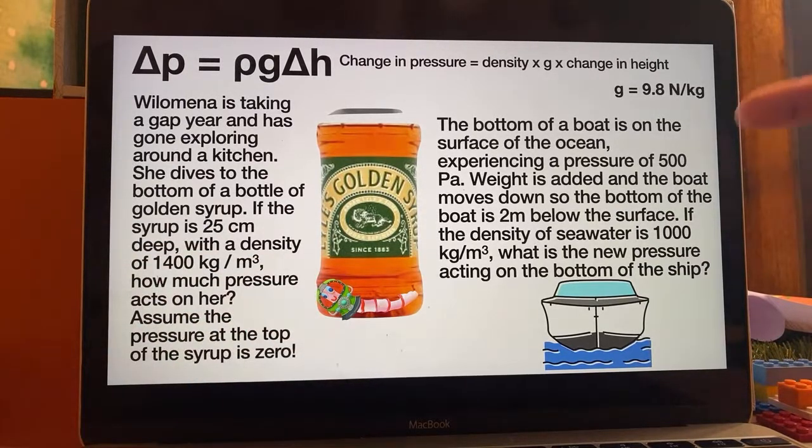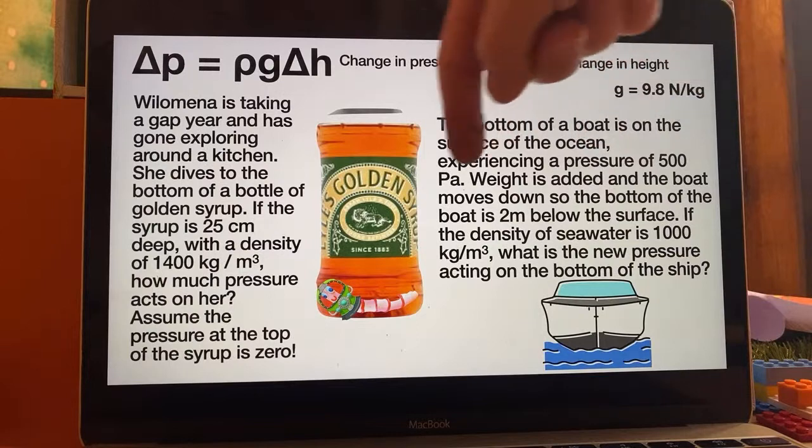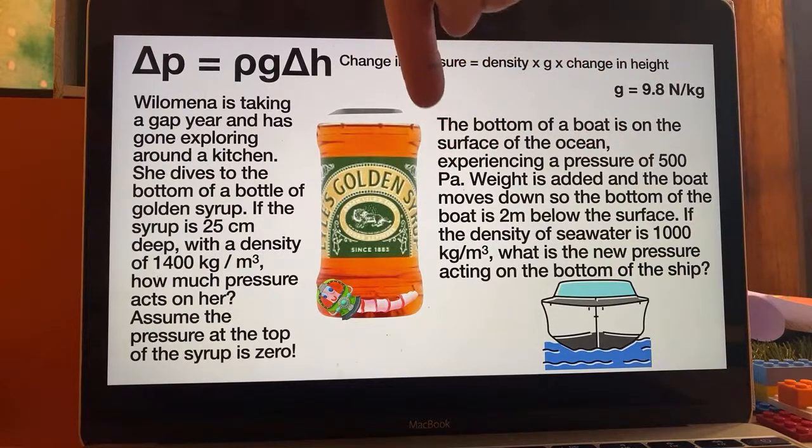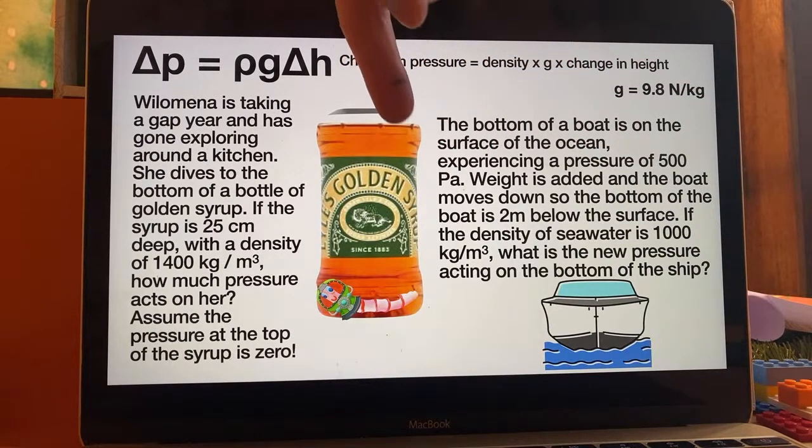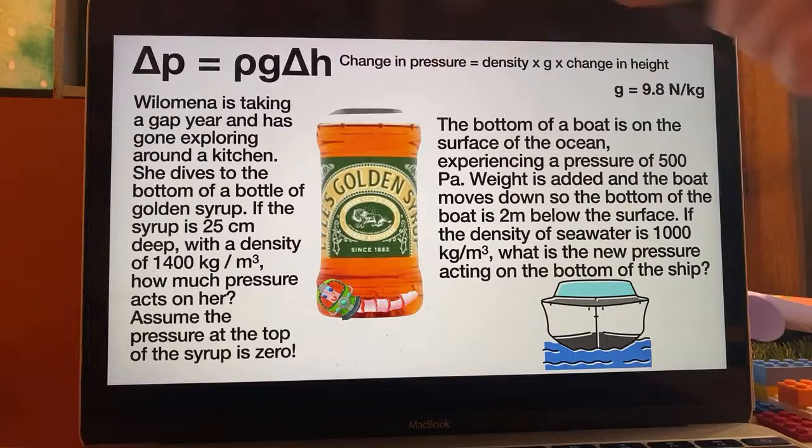And question 2: the bottom of a boat is on the surface of the ocean, experiencing a pressure of 500 pascals. Do you remember from a couple of lessons ago how you measure pressure in pascals? Don't worry if you don't, you can go back to it later. Weight is added to the boat, and the boat moves down, so now the bottom of the boat is 2 metres below the surface. If the density of seawater is 1,000 kilograms per metre cubed, what is the new pressure acting on the bottom of the ship?